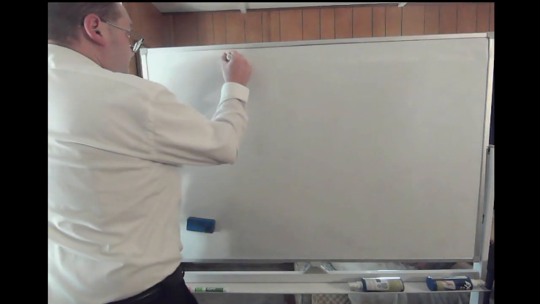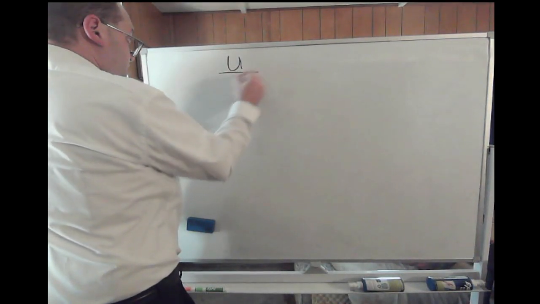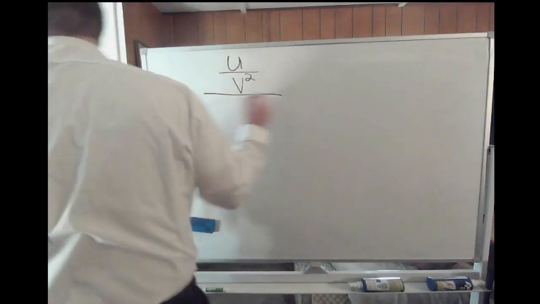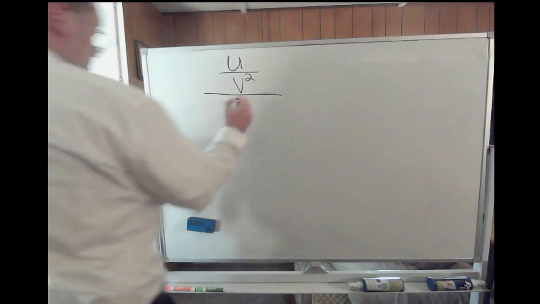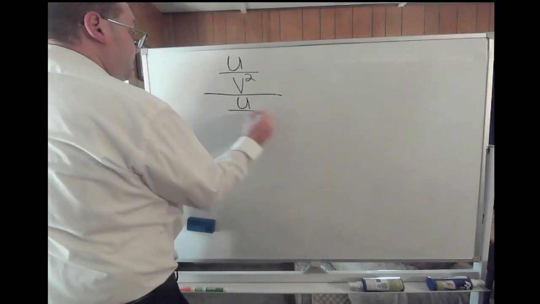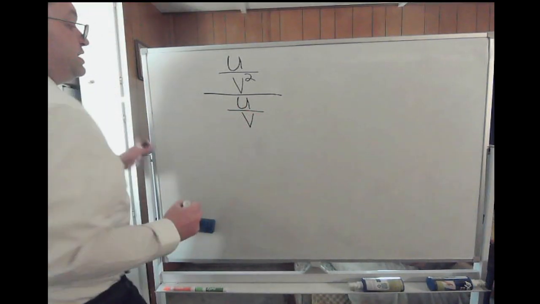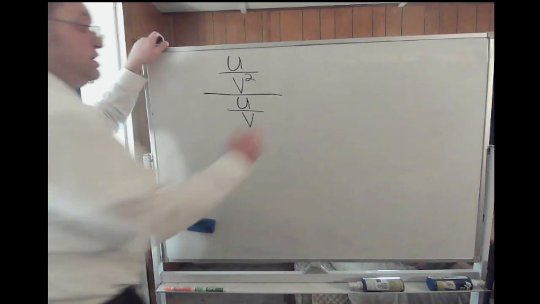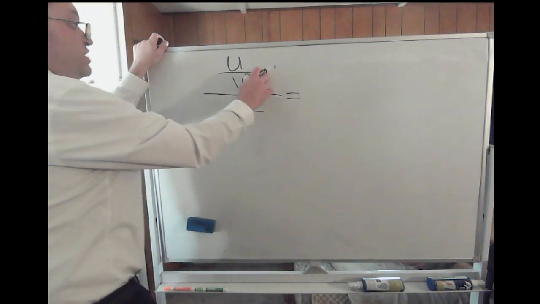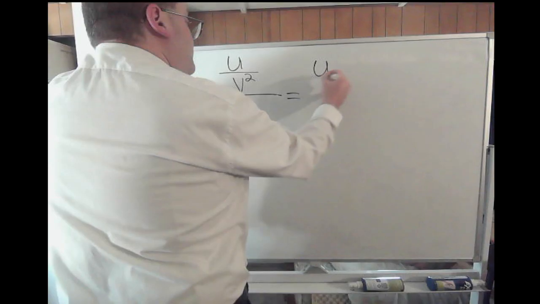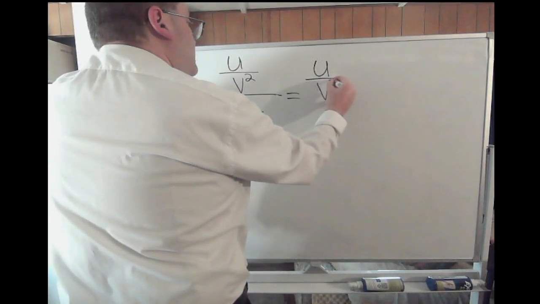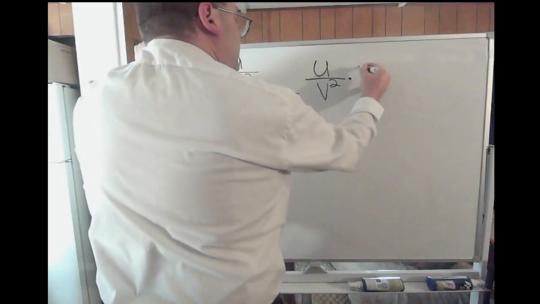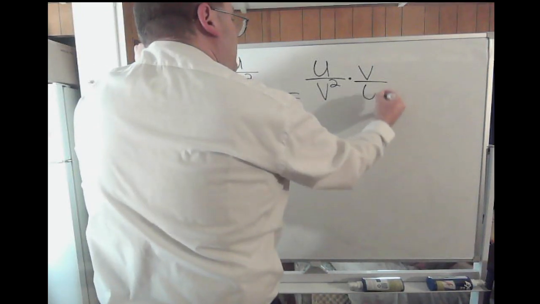Alright, let's see. We have u over v squared, that fraction all over u over v. Okay, so we have u over v squared all over u over v. So what you're going to do, keep your fraction in the numerator the same. You'll have u over v squared times, you'll invert that fraction in the denominator. That would become v over u.